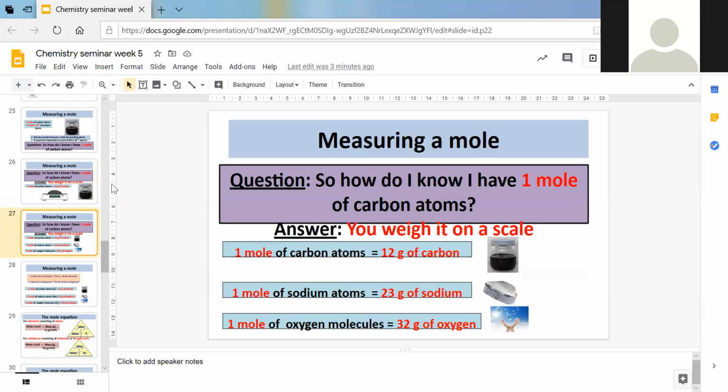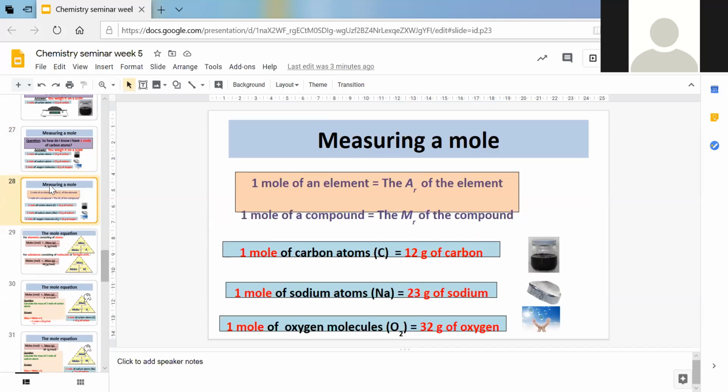So 1 mole of carbon atoms equals 12 grams of carbon. 1 mole of sodium atoms equals 23 grams of sodium. So 1 mole of oxygen molecules: oxygen exists as O2, so we take the mass of oxygen and we times it by 2. So 32 grams. So 1 mole of an element, or the A subscript R, 1 mole of a compound, or M subscript R.